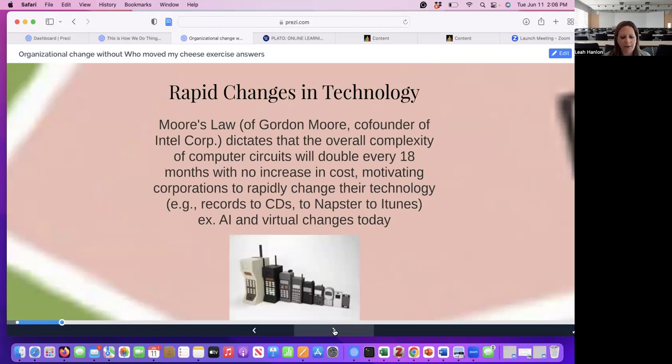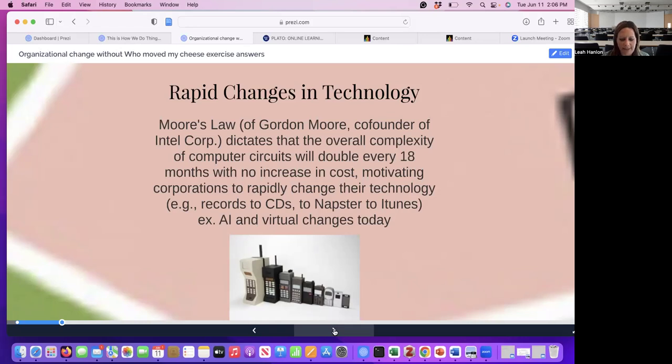So technology. Moore's law of Gordon Moore, co-founder of Intel Corp, dictates that the overall complexity of computer circuits will double every 18 months with no increase in cost, motivating corporations to rapidly change their technology. So for example, records switch to CDs, to Napster, to iTunes, or another example is AI and the virtual changes that are happening today.